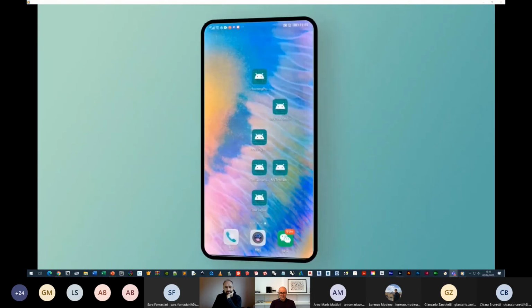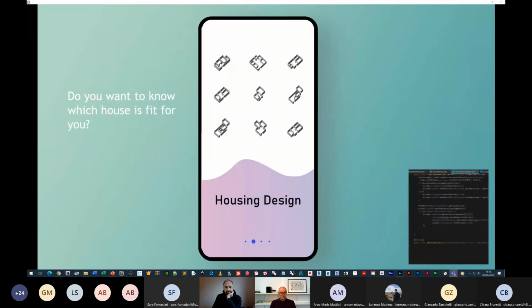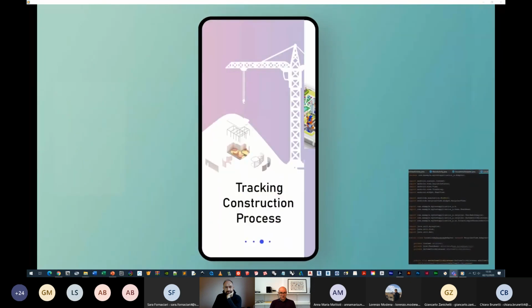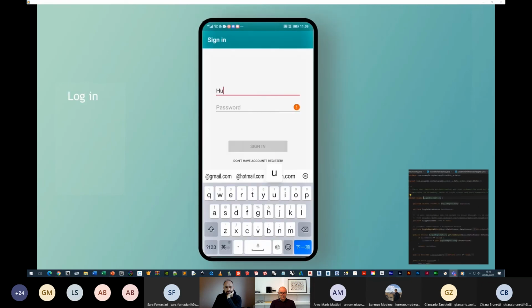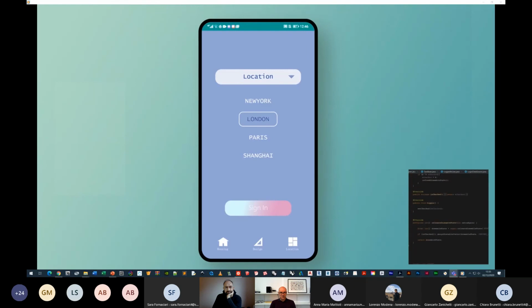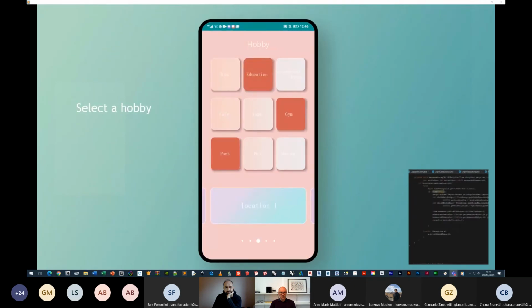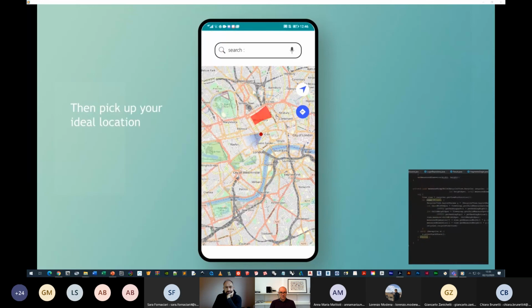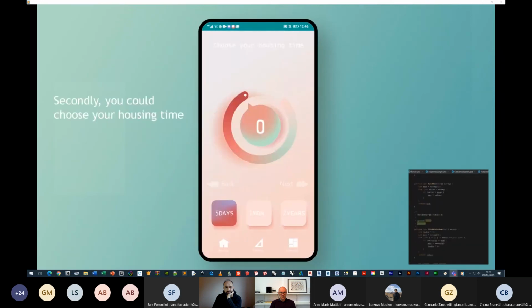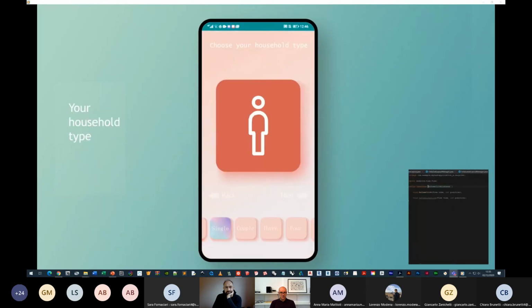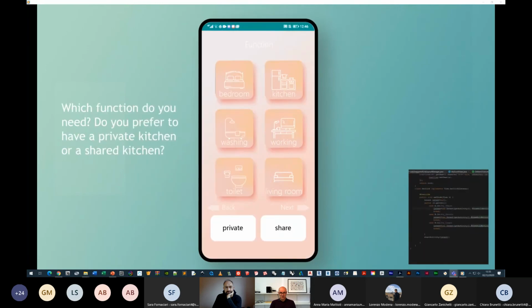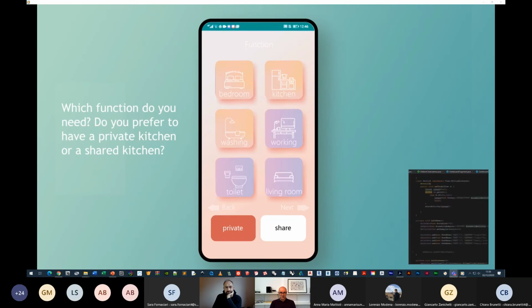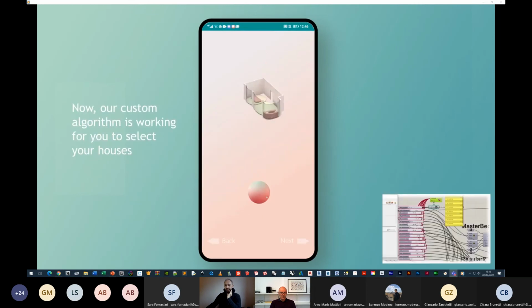Don't you want to create your dream house by matching you to fit your lifestyle, wish list, and needs? Well, now there is a better way. Housing Prime changes how you get a new house all through your mobile device. Log into the mobile app. Choose your city and select a hobby. Then pick up your ideal location. You can choose how long you want to stay here. Are you single or couple, or a family with children? Which function do you need? Do you prefer to have a private kitchen or shared kitchen?